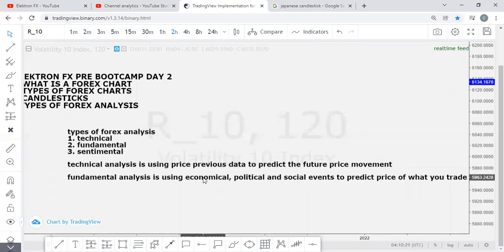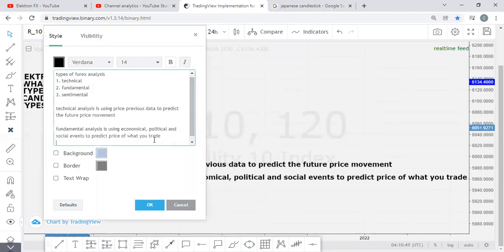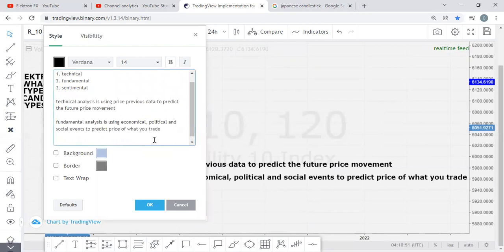And then the final one that we call it a day is called sentimental analysis. Sentimental analysis is simply using the feelings of people to predict price. You know what sentiment is? It means emotions, the fear of people, the greed of people. It's just simply using people's emotions to predict the future. So we call it sentimental.